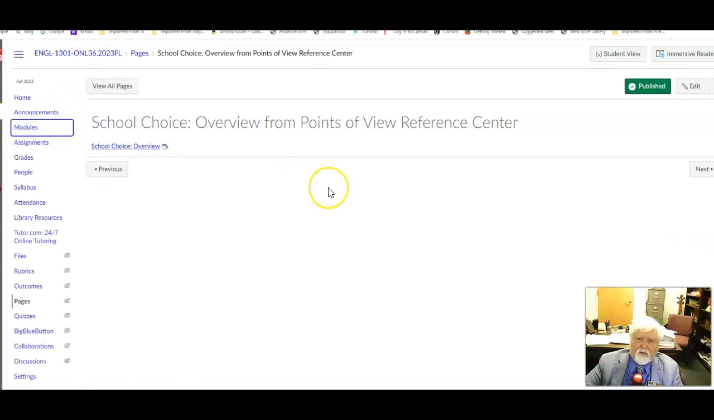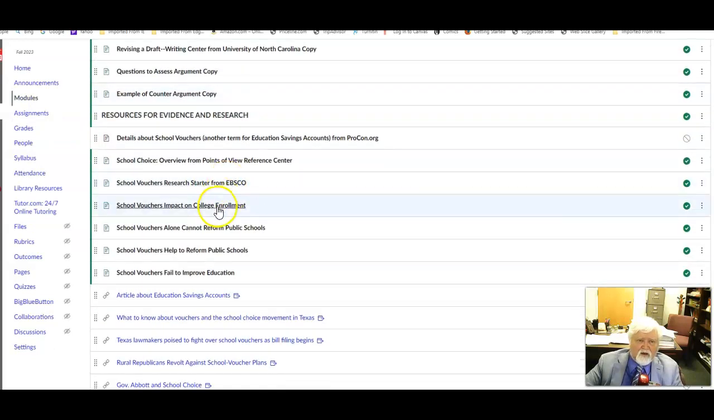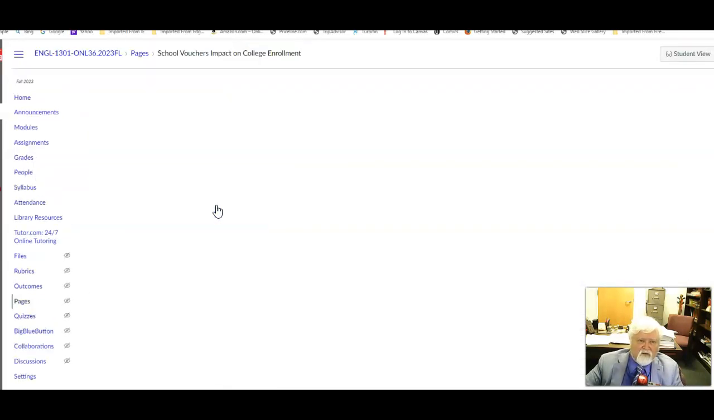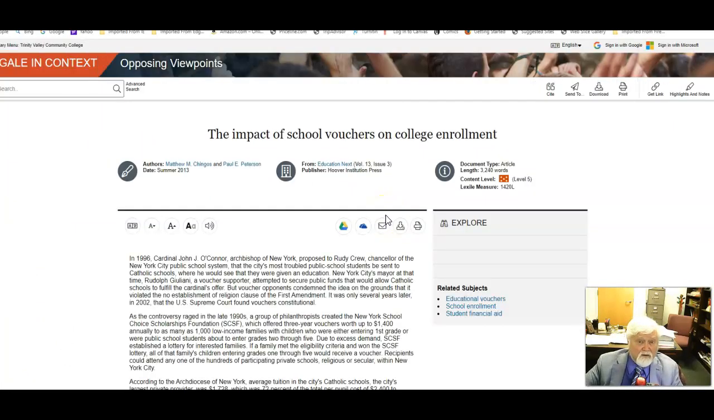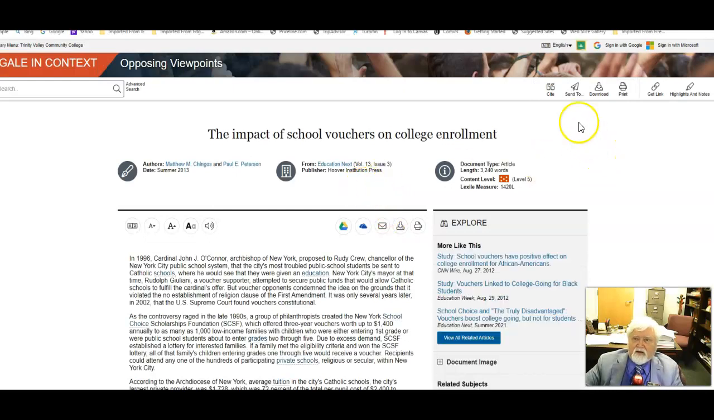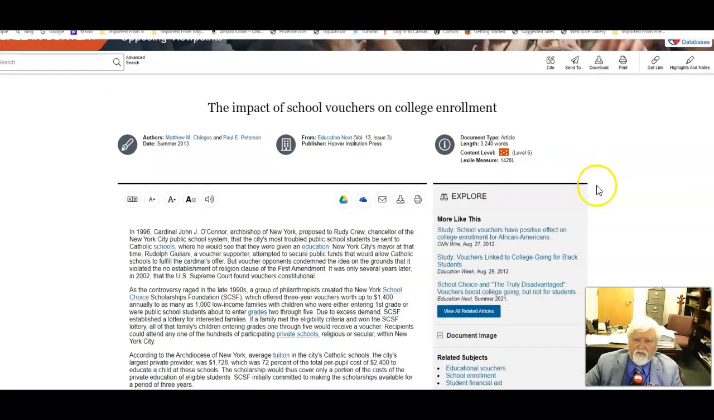And so you don't have to worry about how much information, what you should include. And so then we have links about this one, about how school vouchers actually impact college enrollment. And again, the citation tool is here. This is from our Gale group. There's a citation. Copy and pasting that one will give you the information you need.